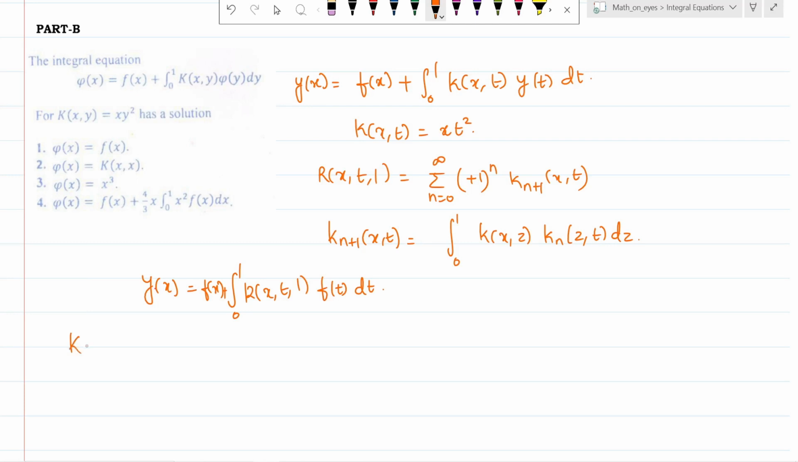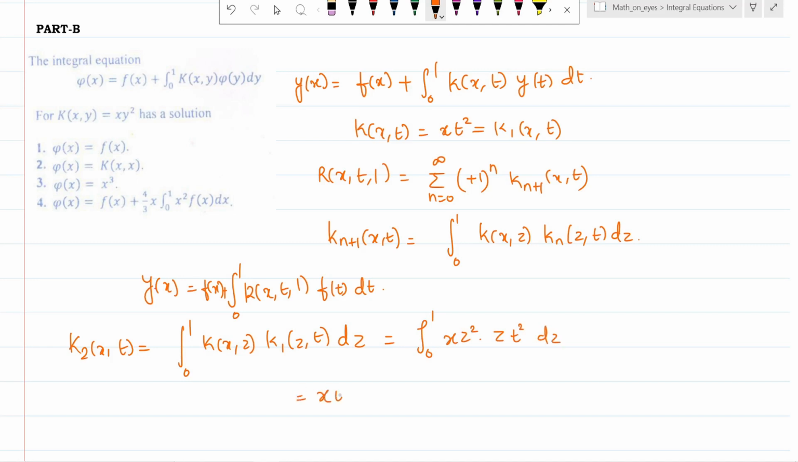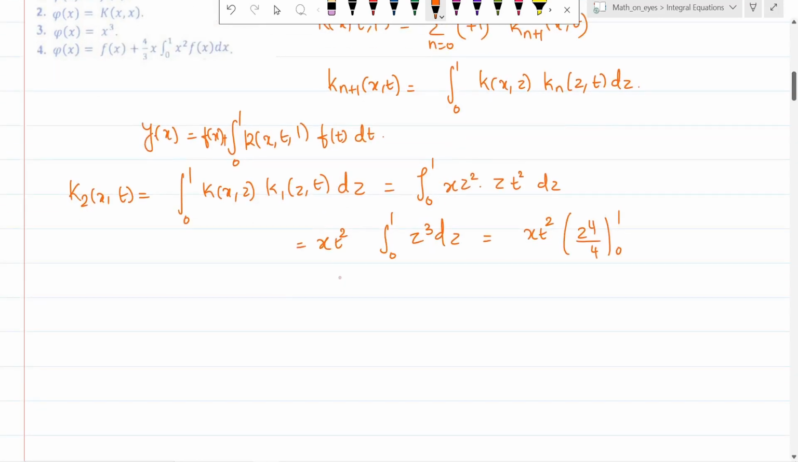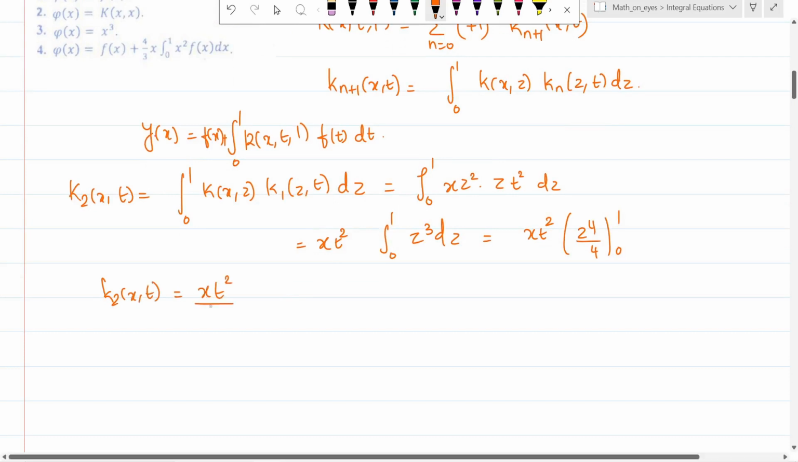Now we will find kernels k2 of x comma t. So k of x comma t would be equal to k1 of x comma t. So k2 of x comma t is equal to integral 0 to 1 k of x comma z into k1 of z comma t into dz. So that is equal to integral 0 to 1 x into z squared into z into t squared into dz. That is equal to xt squared, which can be taken outside, and this will be integral 0 to 1 z cube dz. That is equal to xt squared z power 4 divided by 4. Apply the limits. We get k2 of x comma t is equal to xt squared by 4.